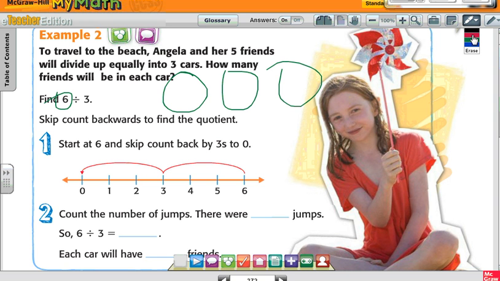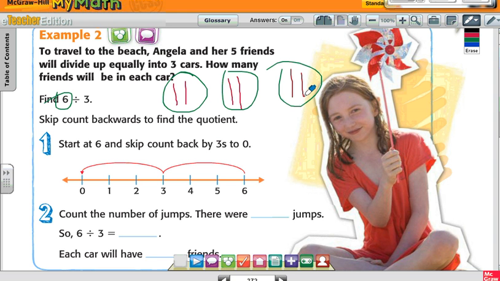And I'm going to divide those 6 people into those cards. 1, 2, 3, 4, 5, 6. I'm done. Is there any more people I could put in? No, only 6 people. How many fit in each card? 2. You could skip backwards.